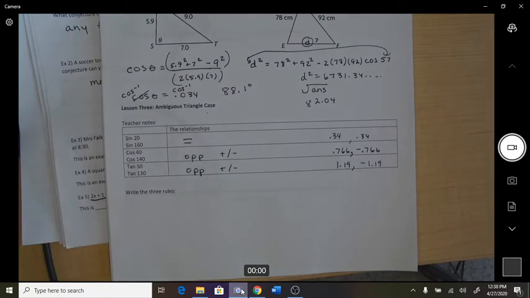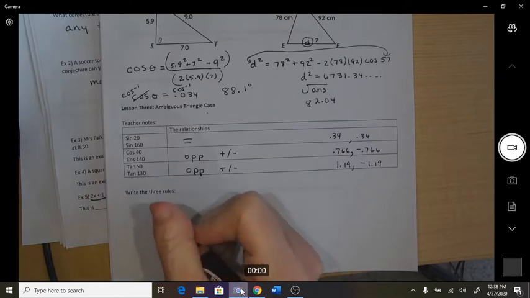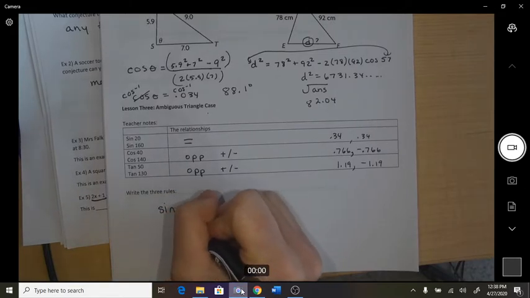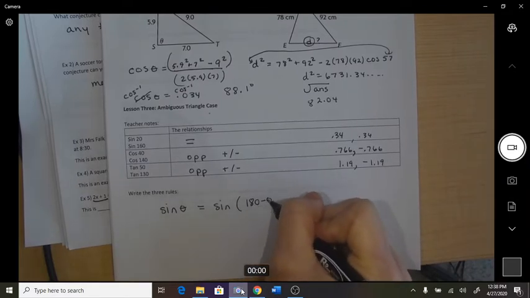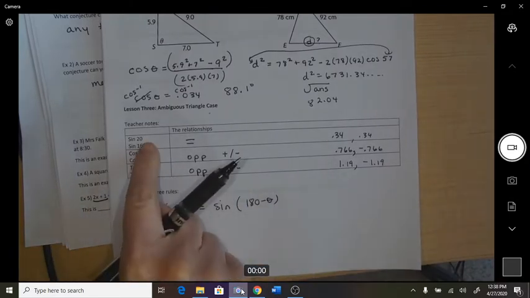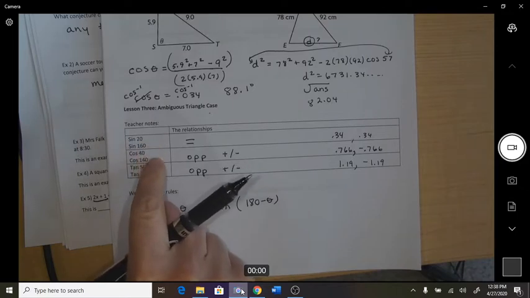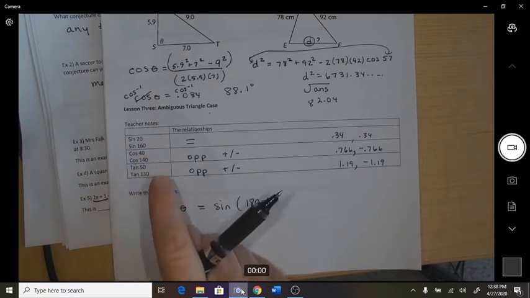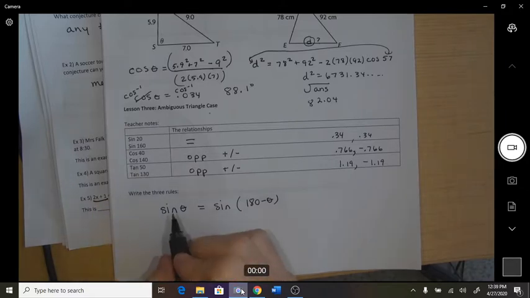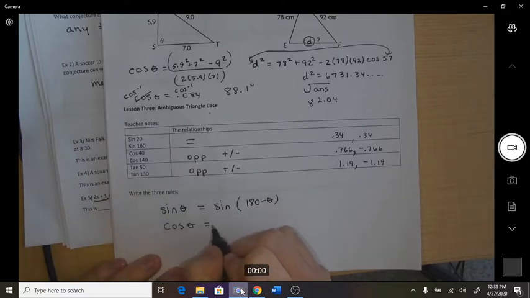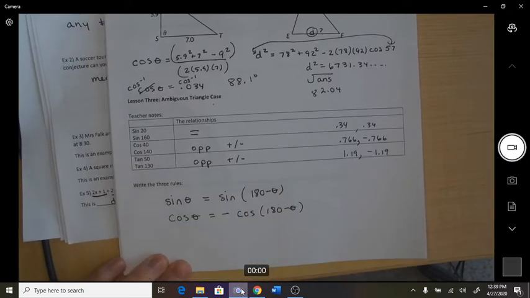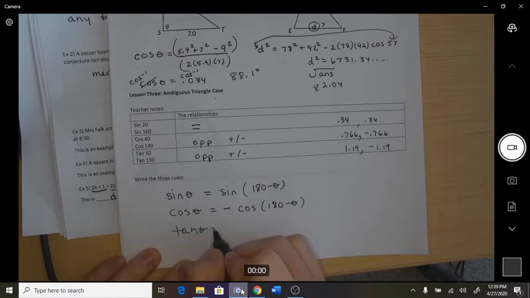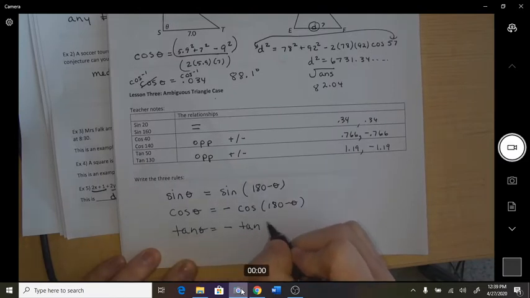They're plus minus. So if we were to write 3 rules, then I could say that the sine of an angle is equal to the sine of its supplementary angle. Did you notice the pattern that those two angles added up to 180, those two added to 180, and those two added to 180? Okay. Cos of an angle would equal the negative of cos of its supplementary. And tan of its angle would be negative of the tan of its supplementary.